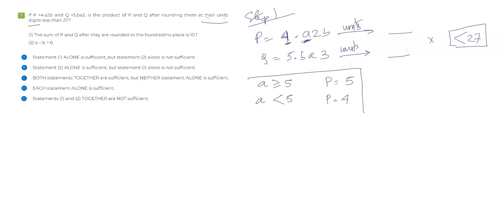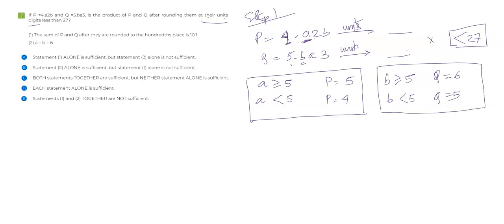Now let's focus on Q. When I want to round off Q, I'll again look at B, right? In this case also, if B is greater than or equal to 5, then I need to increase this by 1. That means Q will become 6. And if B is less than 5, then Q will remain 5 only. Okay, so I know after rounding them off at the units digit, what are the possible values of P and Q. So the best way is to write down all the cases one by one.